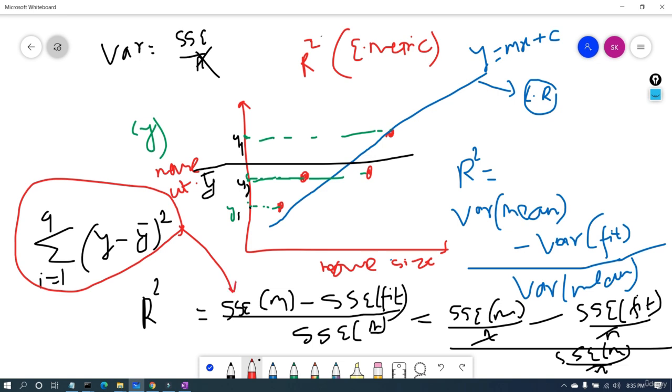Now let's do the same task for the sum of squared error of fit. The fit is basically this line. Now we have to calculate the distance between the observed values and the values predicted by our line.